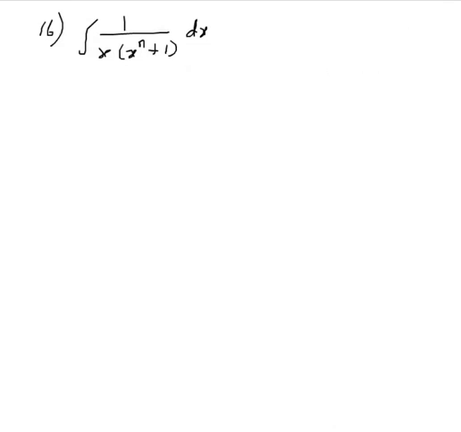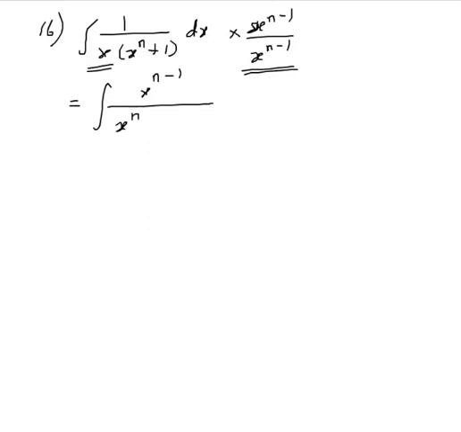So let us multiply both numerator and denominator by x power n minus 1. The numerator becomes x power n minus 1. The denominator x into x power n minus 1 will become x raised to n into x raised to n plus 1 dx. And now we know that the differential of x power n gives us the x power n minus 1 term. Therefore, let us substitute x raised to n as t.